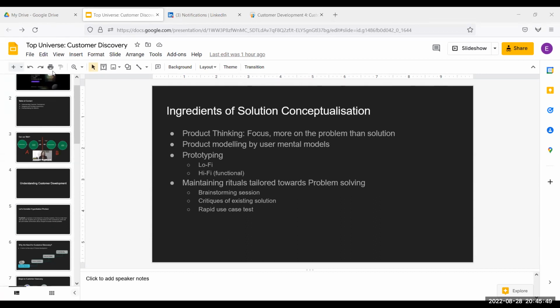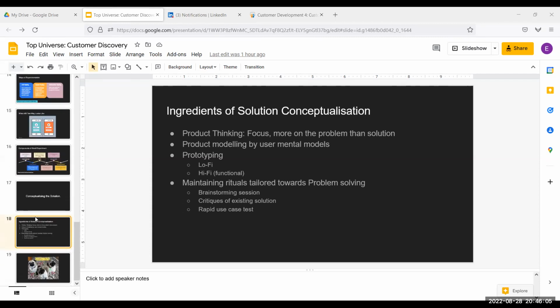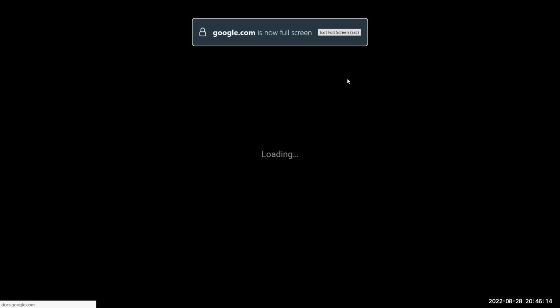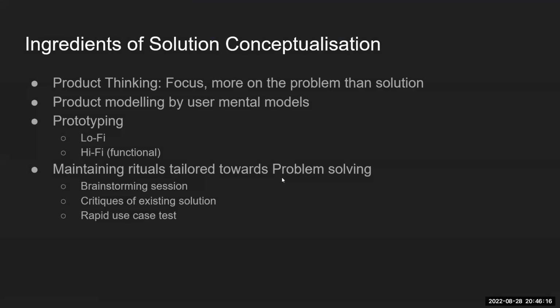He wants us to share more light on low-fi and hi-fi. So, like I said, you have low fidelity and high fidelity. Let me locate the slide. Yeah, so this is the slide. So we have the low fidelity.